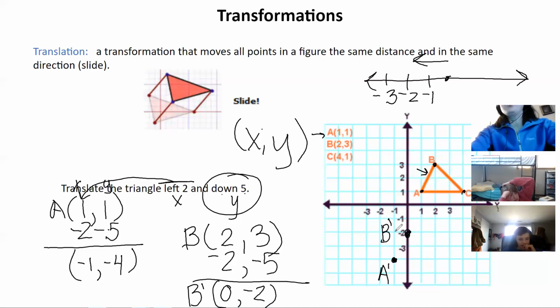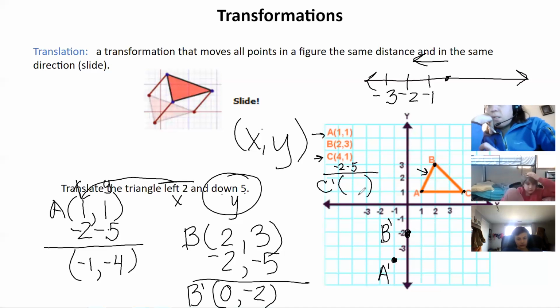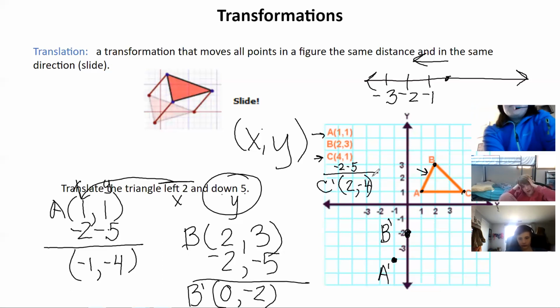Good stuff. It's not too bad. It's just different, like I said. So C is at 4, 1. So we're going to do the same translation. Left 2, down 5. Where would C prime be? 2, -4. Yeah, very good. Can someone plot that for me, please? Very good, Kira. You got it.